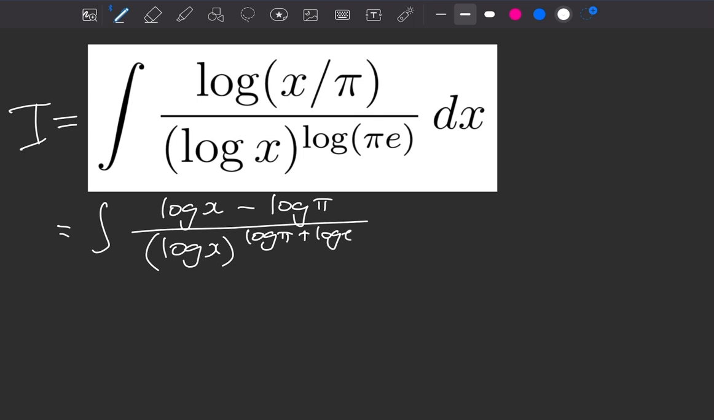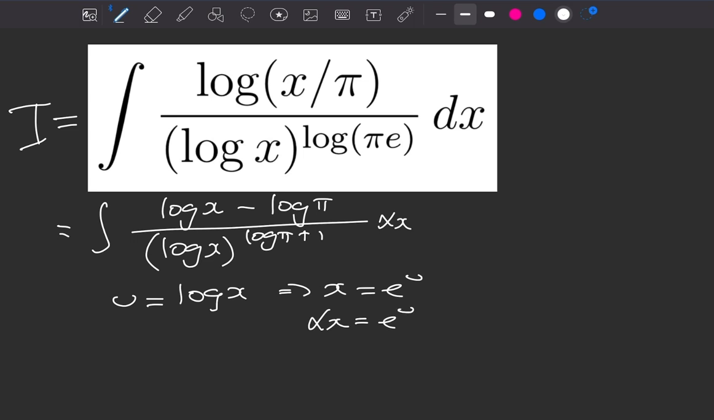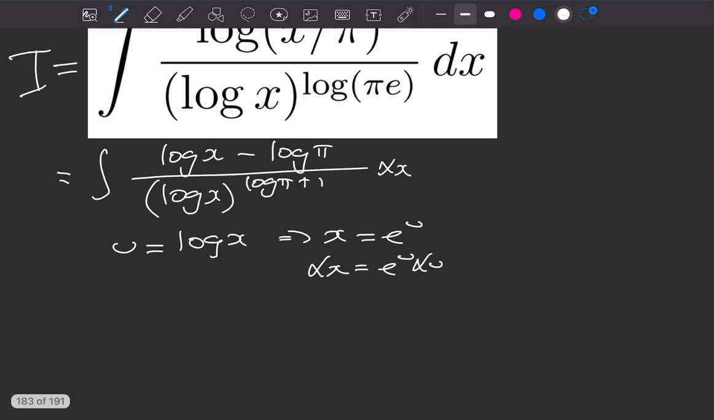Remember, log of e is just 1, so we'll put that in there instead. All still integrated with respect to x. Now then, we'll use a u sub, and we'll have u is equal to log x. So we know x is equal to e to the u. And when we differentiate, we'll get that dx is equal to e to the u du. So we'll stick that all inside.